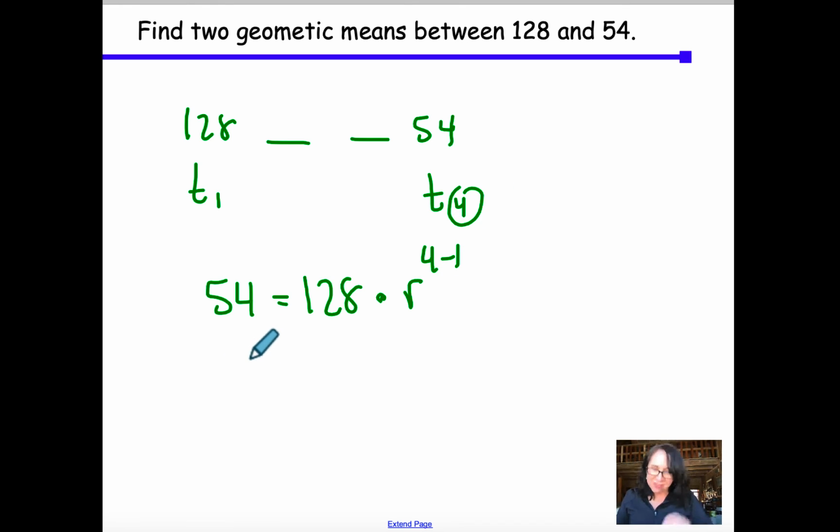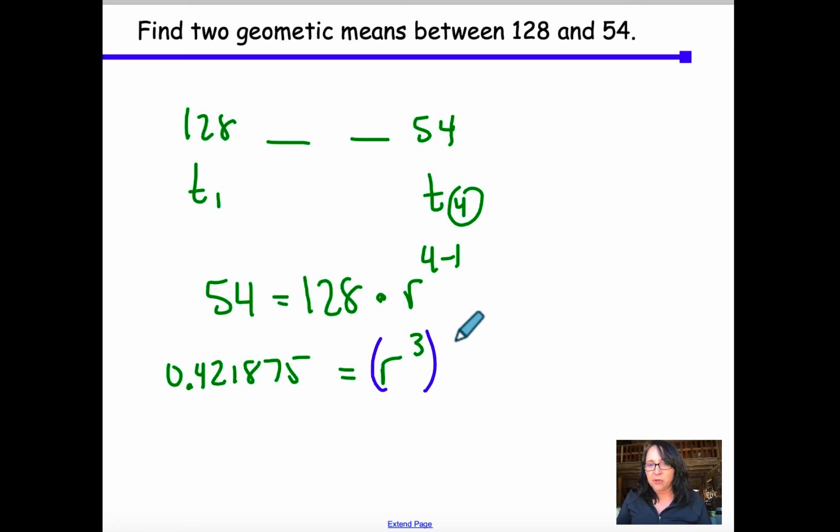So I'm going to go, how do I want to do this? I'm going to go 54 divided by 128 is 0.421875 equals r to the third power. And so for this, I think there's a better way of doing this, but I'm going to just think about that in a minute. But in order to get r by itself, again, I'm going to need to solve for r. I'm going to lose this 3. So in order to lose that, I'm going to do the cube root, which is to the 1/3 power.